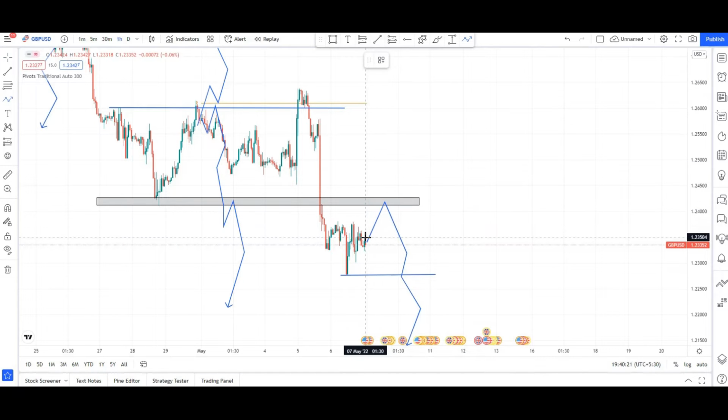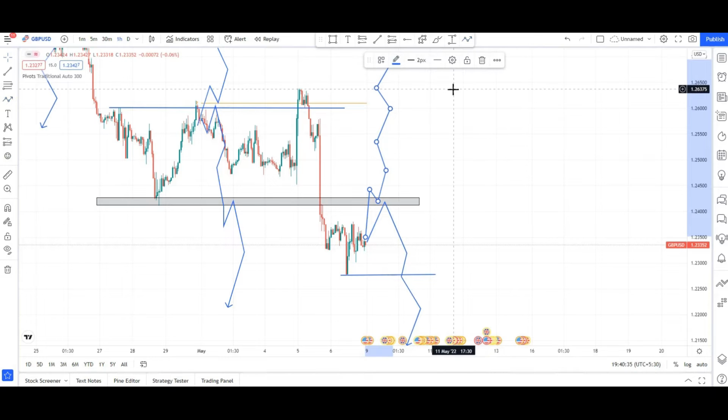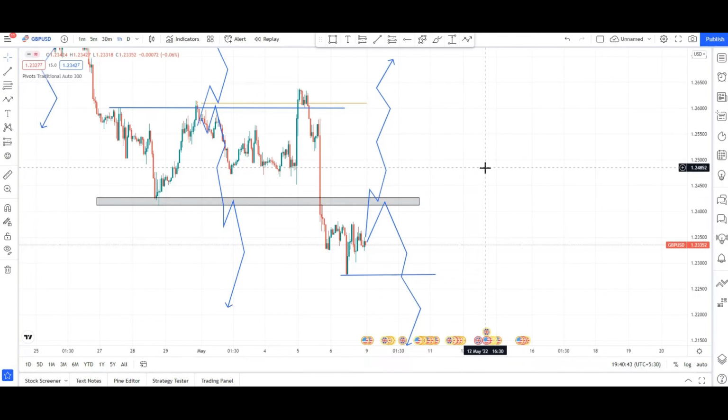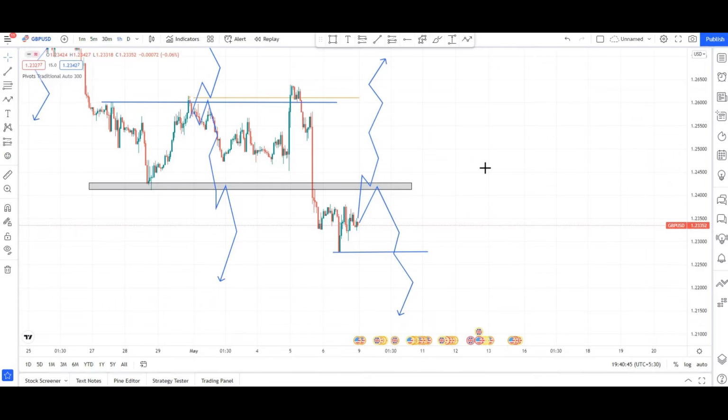Okay guys, if it continuously consolidates and takes upside momentum, then you can go for your first target guys. This will be your second target, this will be the third, this will be your fourth, and this will be the fifth target. Okay guys, you have to book your second target only, 70 to 80% guys. So you have taken a safe zone. Okay guys, these are the targets for GBP versus USD.